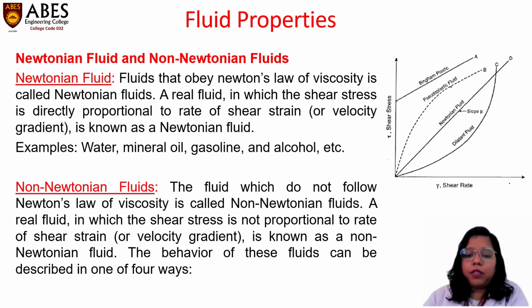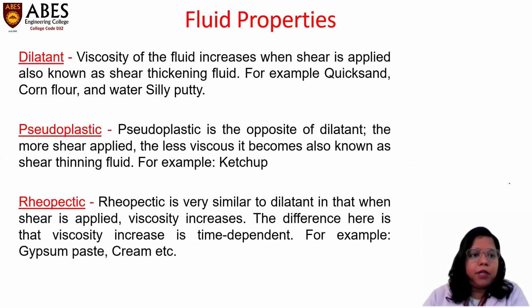The behavior of these fluids can be described in further ways. In the graph, we can also see dilatant fluid, pseudoplastic fluids, and Bingham plastic. These are not following Newton's law of viscosity, so we will be discussing these. First is dilatant. What is the dilatant type of fluid? The viscosity of the fluid increases when shear is applied, also known as shear thickening. Examples are quicksand, corn flour, and water silica.